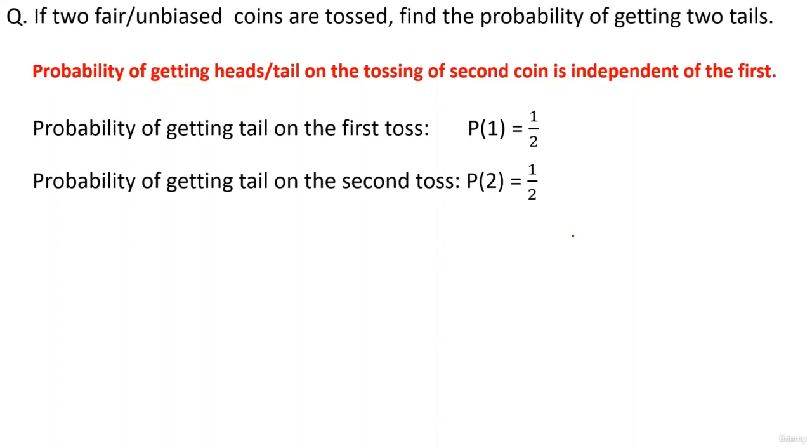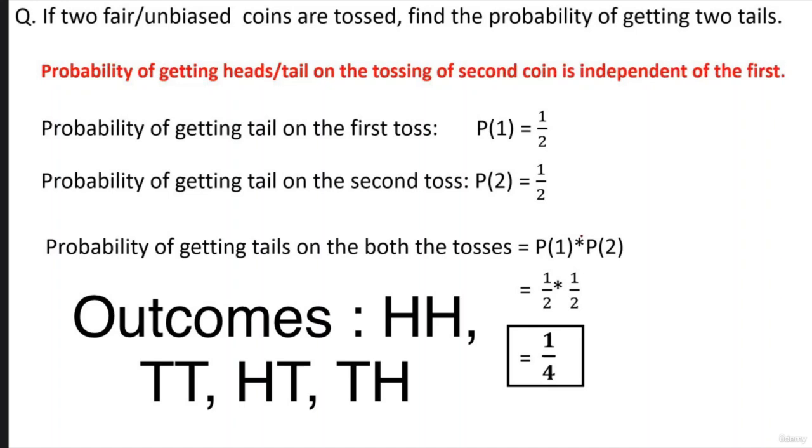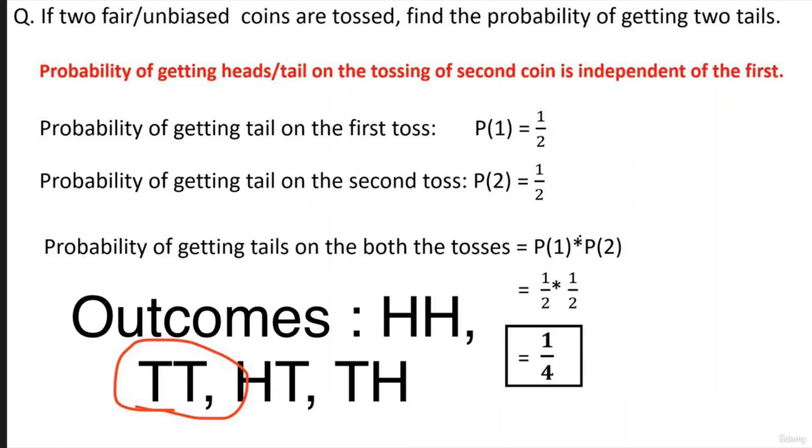Okay, you want both of them to happen simultaneously. So the final probability of getting them both is P1 into P2, since they are independent events, right? Multiplying 1 by 2 and 1 by 2, the final probability is 1 by 4. Also, guys, we can say that there are 4 possible outcomes: head-head, tail-tail, head-tail, and tail-head. Out of which one is favorable, tail-tail. So the probability is 1 by 4 required.